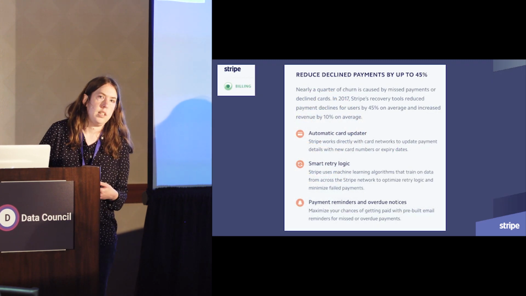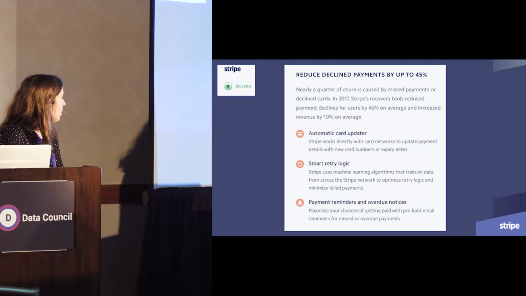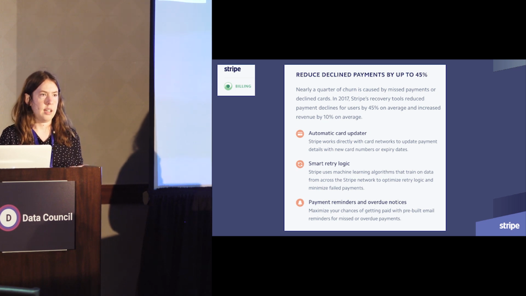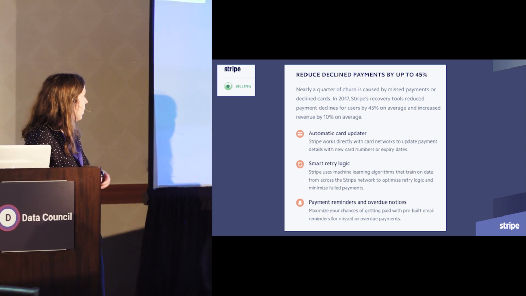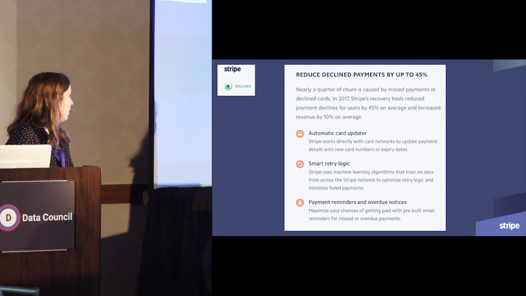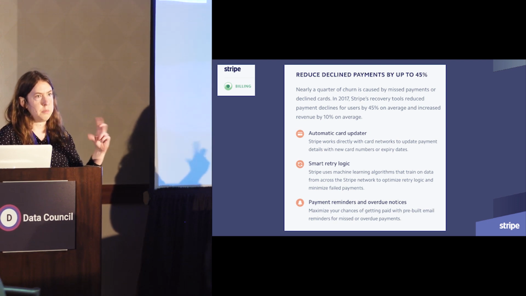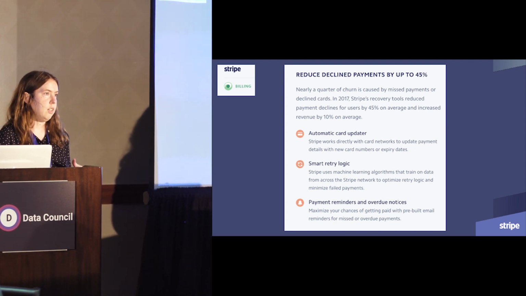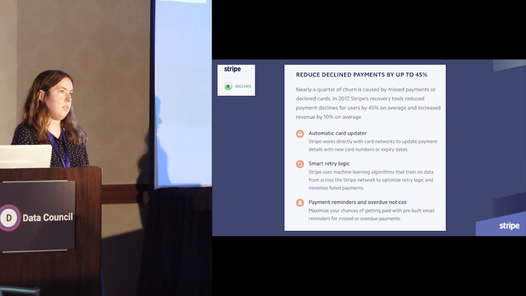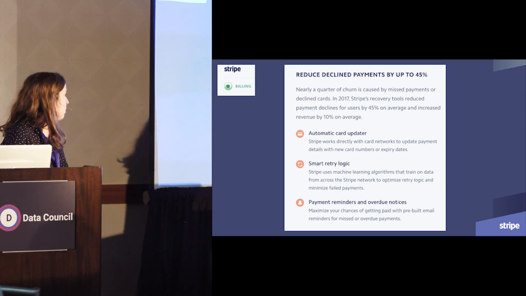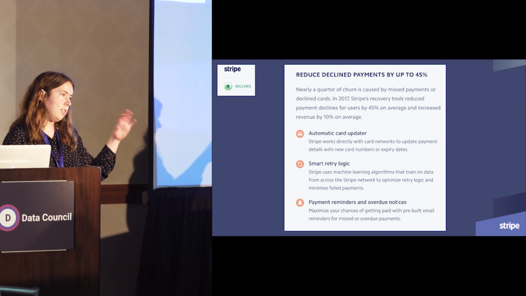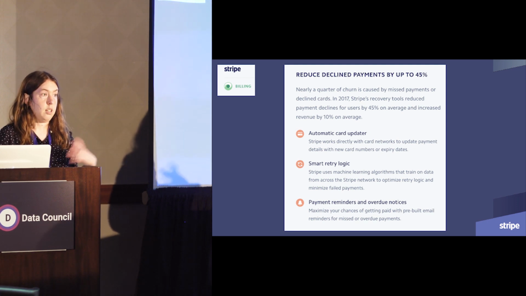Another example of machine learning for us is in our billing product, which is for businesses that operate with subscriptions. We use machine learning to help us do smart retries when a subscription charge fails, to figure out when or how to retry it so that it may go through for the business. And these are just a couple of uses of machine learning in our user-facing products.